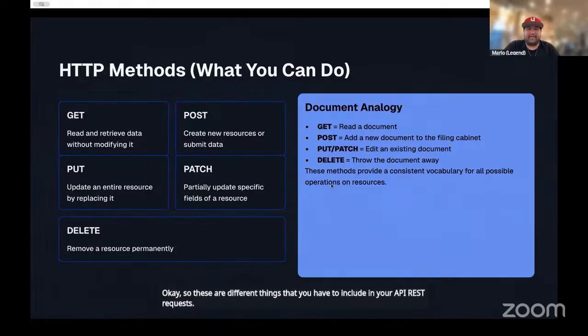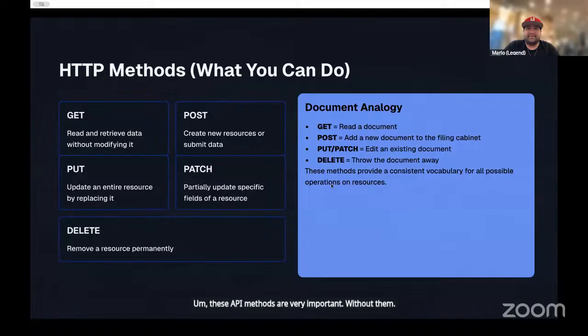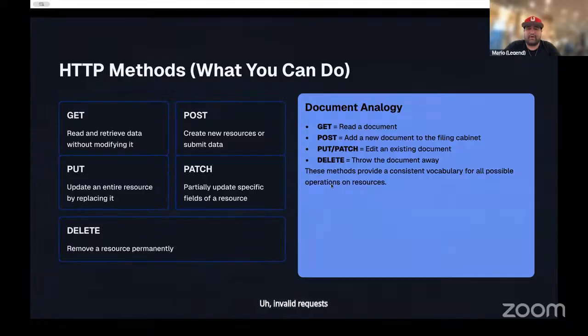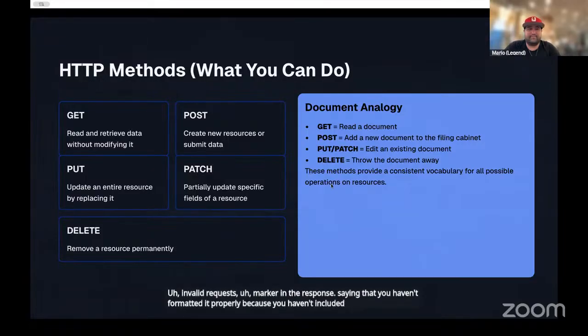These API methods are very important. Without them, there is no information that will be returned because the server doesn't know what to do. It'll give you an invalid request marker in the response saying that you haven't formatted it properly because you haven't included the appropriate information.